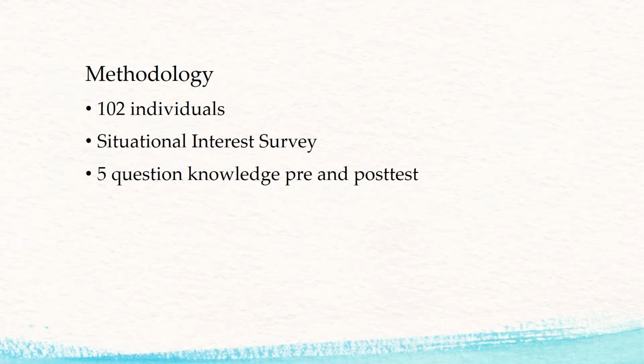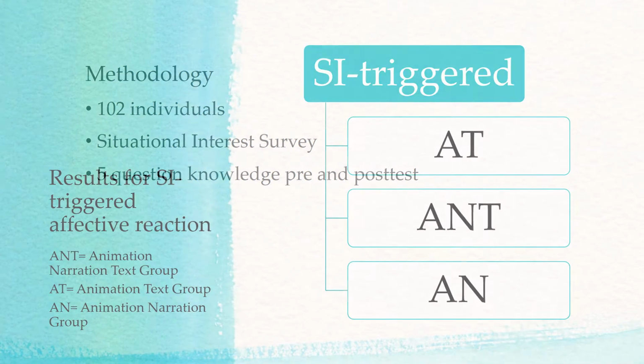To complete this study, the authors took 102 individuals and divided them into 3 groups, completing modules that either had animation and narration with no text, animation and text with no narration, or animation, narration, and minimal text. They took a situational interest survey, and they did a 5-question knowledge pre- and post-test.